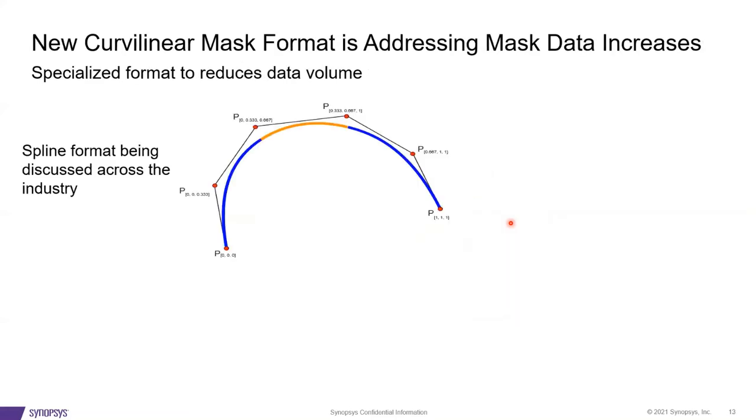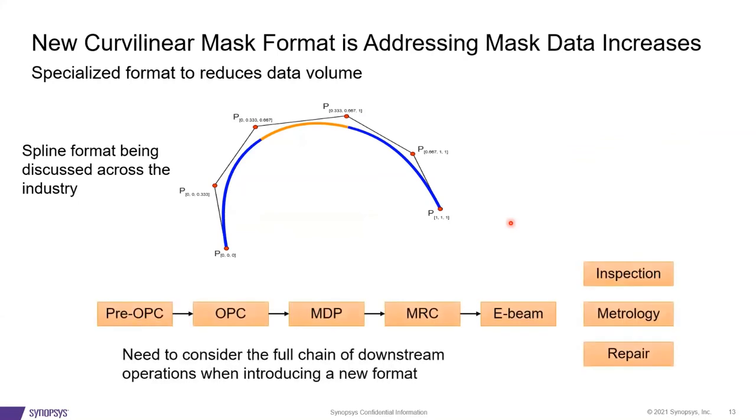Also, a new curvilinear mask format is being worked on to address mask data increases. This is being done by having discussions in cross-industry groups with participants from many different companies and roles in the tape-out flow. And there is movement toward a common description, which can be more compact. At the same time, all parts of the tape-out flow must be ready for any new format. And this will require many different hardware and software companies to tightly align and agree upon standards so that there's no missing links in the tape-out chain from design to wafer.